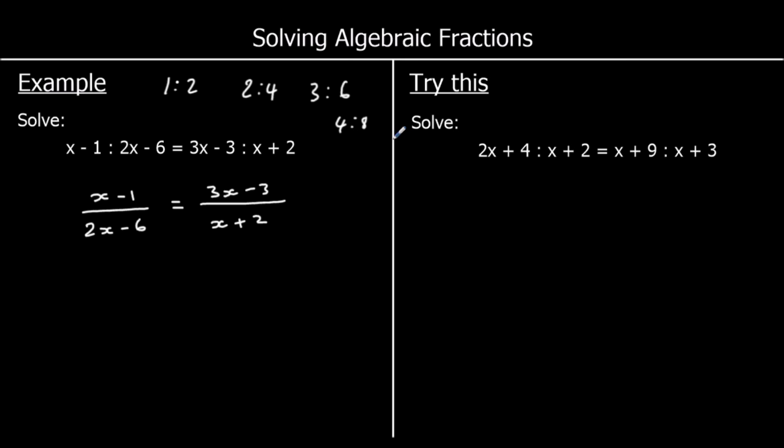And now I've got two fractions equal to each other. I want to get rid of the fractions. So I'm going to multiply both sides by 2x minus 6 and multiply both sides by x plus 2. I'll do it in two steps. So multiply both sides by 2x minus 6, which will give me 3x minus 3 times 2x minus 6 over x plus 2. And then multiply both sides by x plus 2. So I'm going to have x minus 1 times x plus 2.